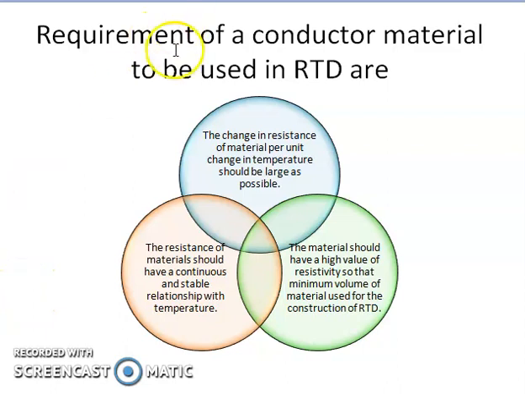Now, coming to the requirement of conductor material to be used in RTD. The change in resistance of materials per change in temperature should be as large as possible. This is the first condition. And second condition, the material should have a high value of resistivity so that the minimum volume of materials is used for the construction of RTD. Now, third one is the resistance of materials should have a continuous and stable relationship with temperature.